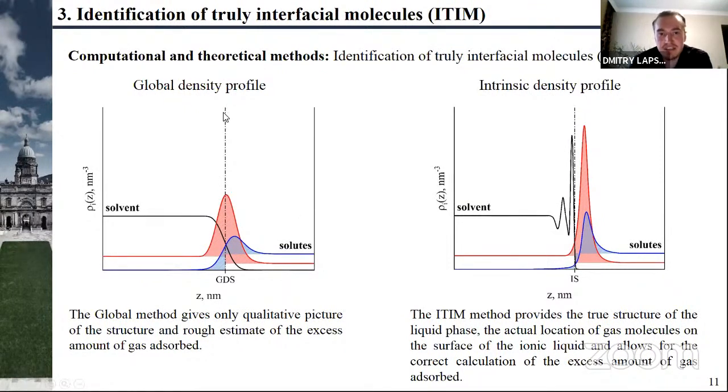In the global density profile, we have to use the Gibbs dividing surface, and if we compare these areas below the solute curves, there will be a significant difference between them, especially for the blue areas.